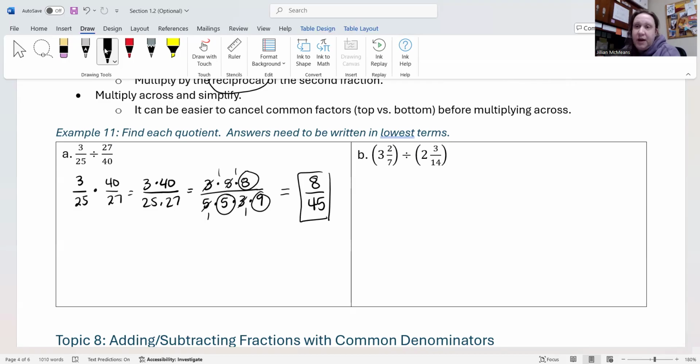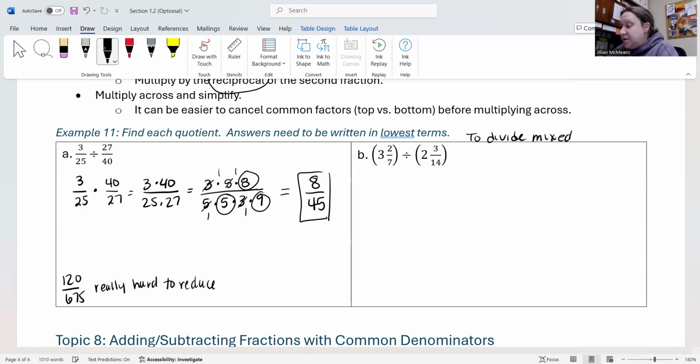Definitely work on simplifying as you go, because if you were to convert this and write it as multiplication, you would get 120 over 675, and that would be really hard to reduce. So it is definitely easier to try to simplify and cancel out those common factors as you go before you multiply and get your final product. Okay?